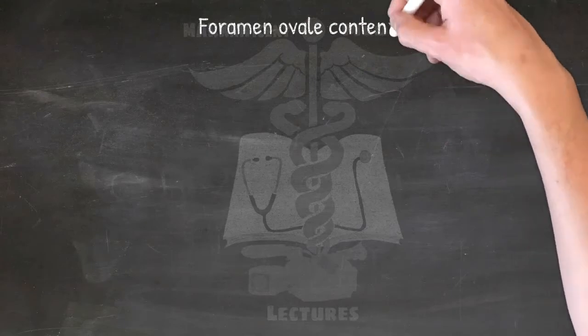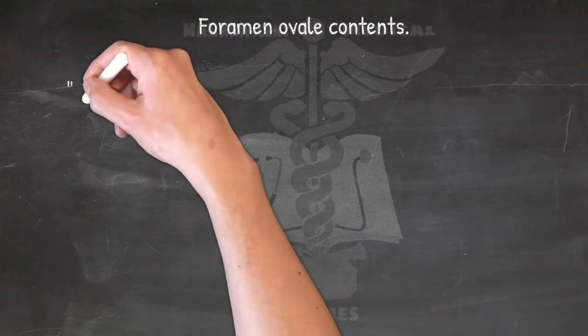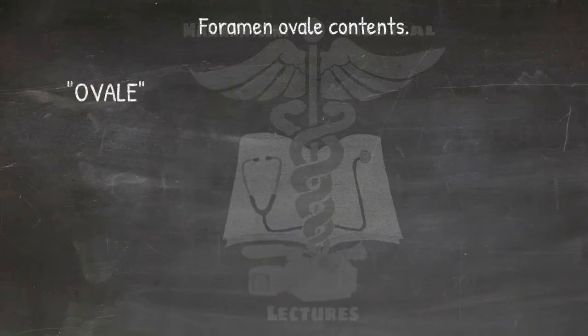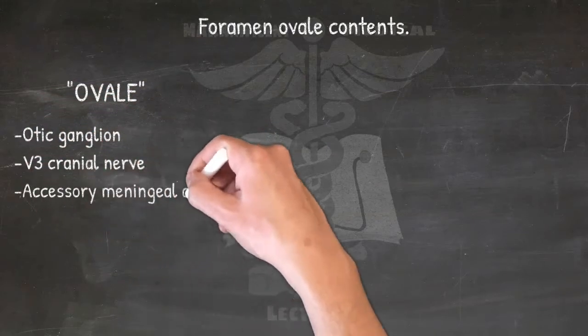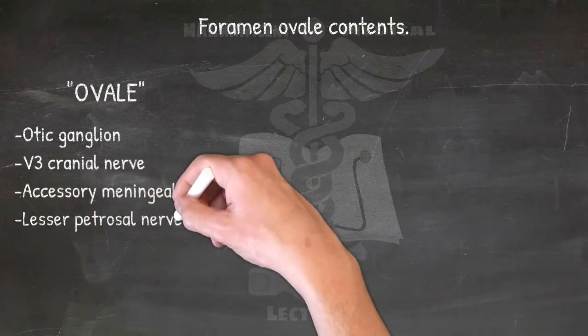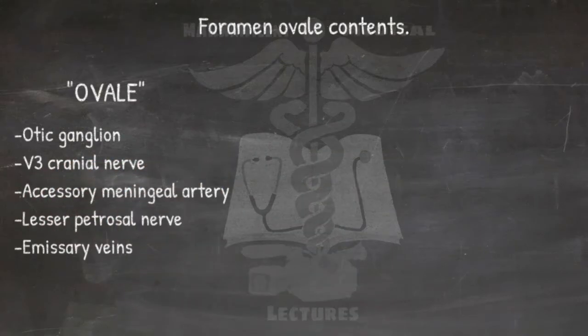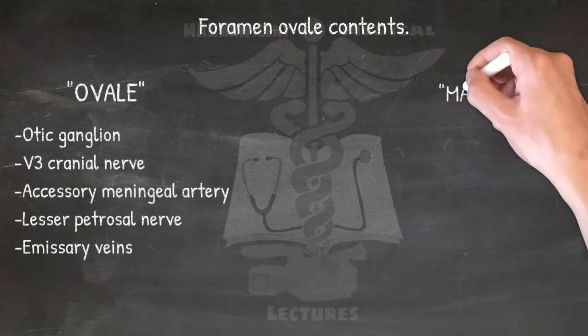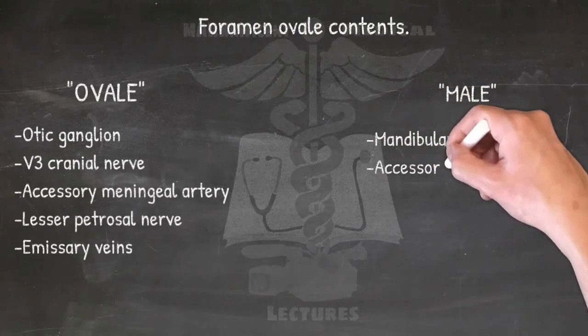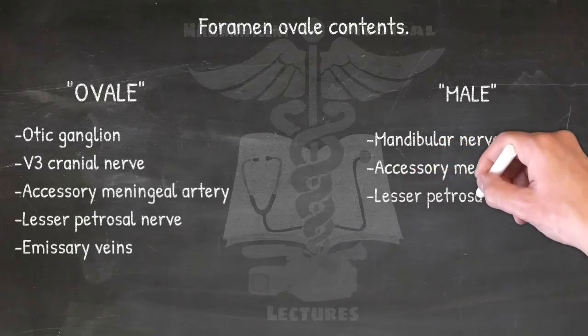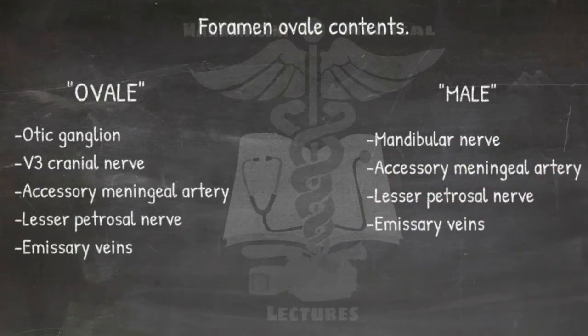Foramen ovale contents. Ovale. Otic ganglion, V3 cranial nerve, accessory meningeal artery, lesser petrosal nerve, and emissary veins. Alternatively, male. Mandibular nerve, accessory meningeal artery, lesser petrosal nerve, and emissary veins. This also includes motor root of trigeminal and middle meningeal vein under M.